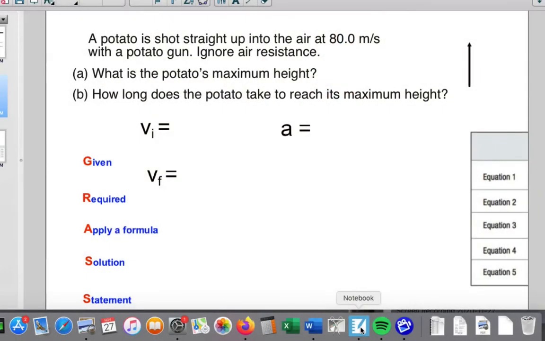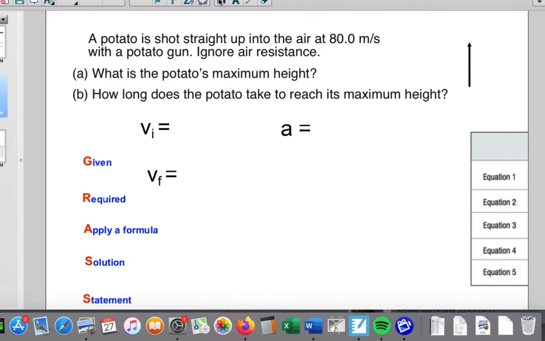So if we look at a typical type of problem that we might need to answer for a test or assignment: a potato is shot straight up into the air at 80.0 meters per second with a potato gun, and we are told to ignore the air resistance. In part A, we are asked to find the potato's maximum height.